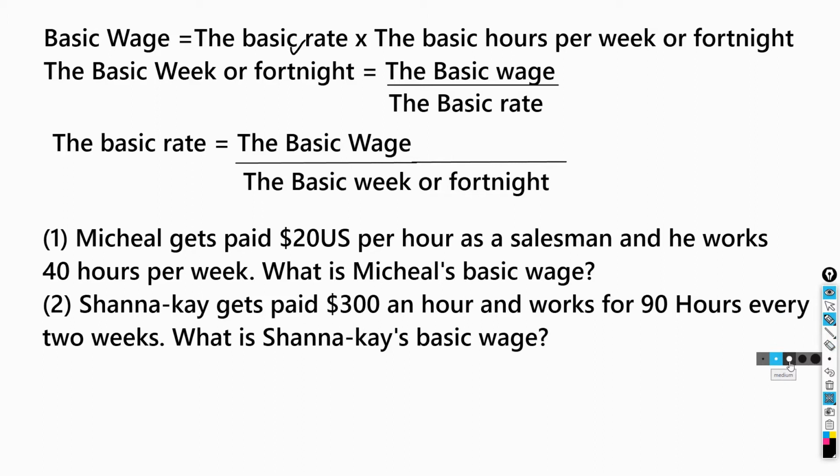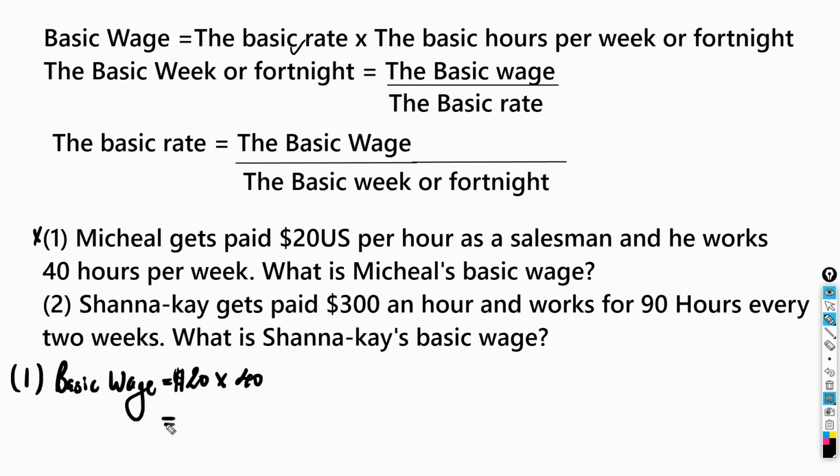All right, guys, so we're going to look at these two examples now. All right, so let's look at the first one here. It says Michael gets paid 20 US per hour as a salesman and he works 40 hours per week. What is Michael's basic wage? All right, so let's just write this over here. Number one, Michael's basic wage is equal to $20, right, multiplied by 40, right? So Michael gets paid 4 times 2 is 8. So Michael gets paid 800 US per week, right? Which is pretty good salary, right?